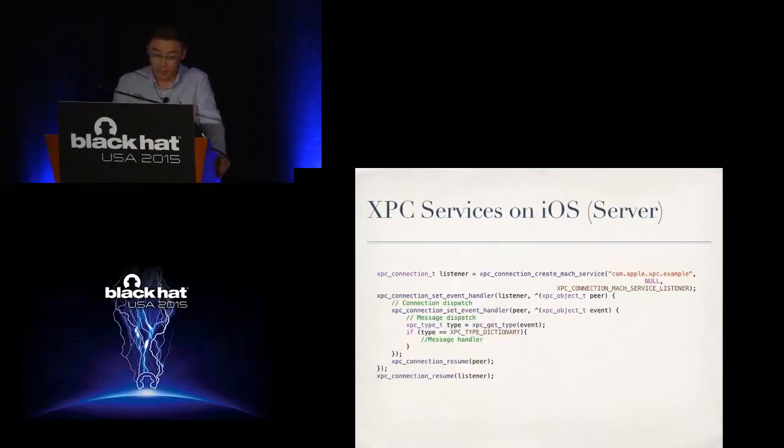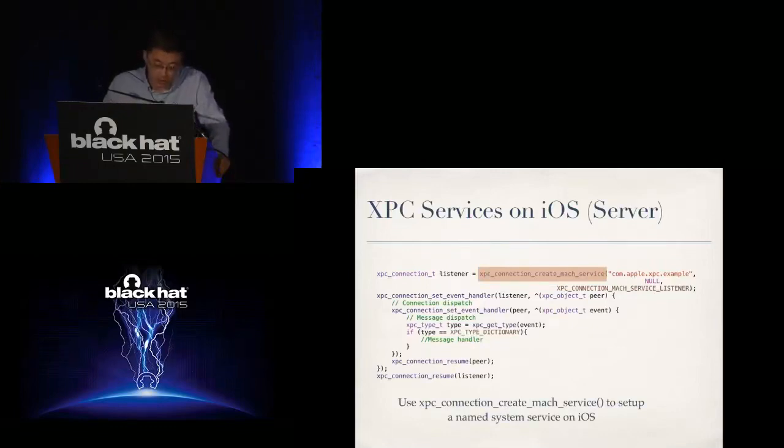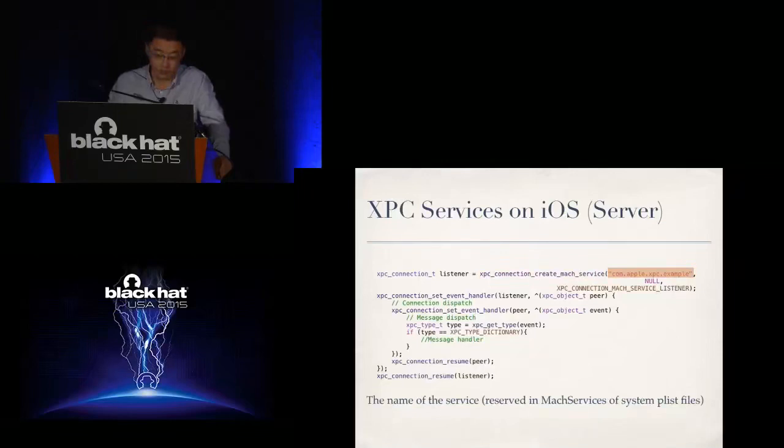And on iOS, the most common way is to use this API, xpc_connection_create_mach_service, to set up the server. And the first parameter is the name of the service, which has to be reserved in the Mach services of the system plist files. That means basically only the built-in binaries could use the API to set up the built-in services. They are not open to third-party applications.